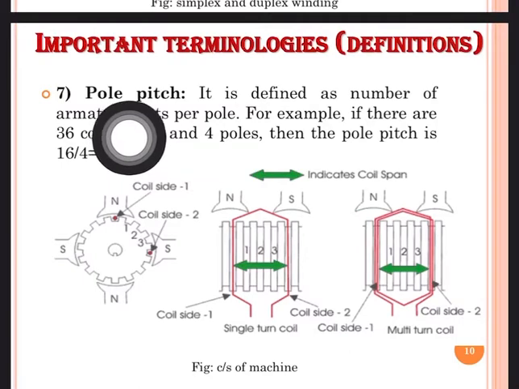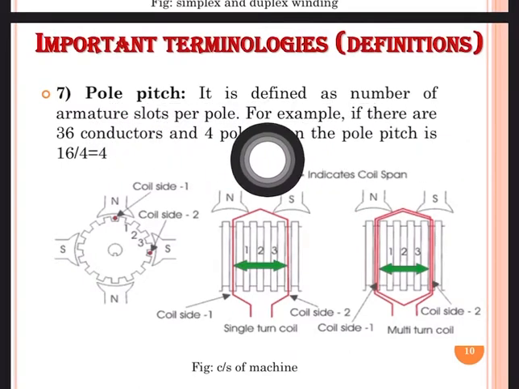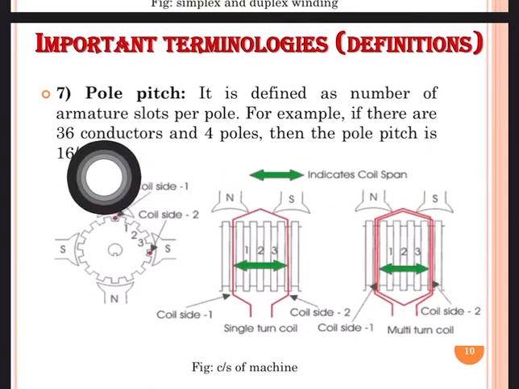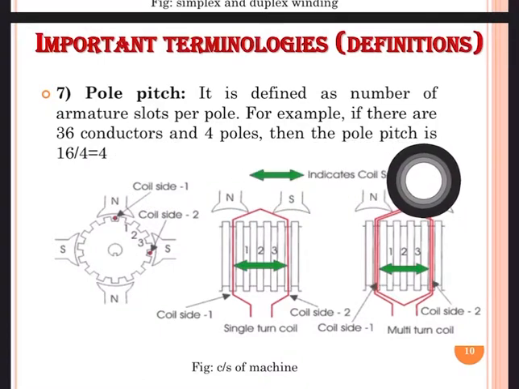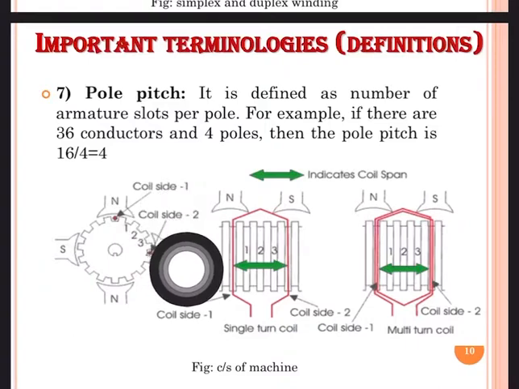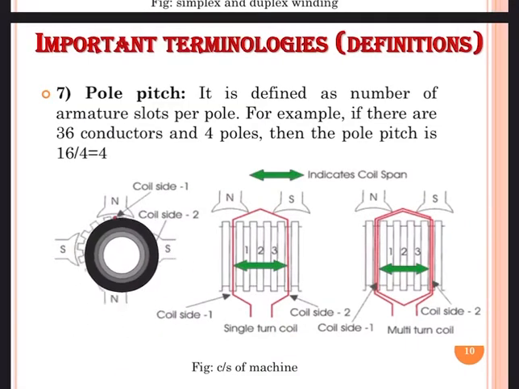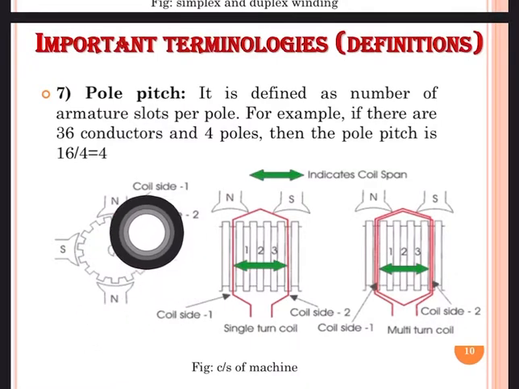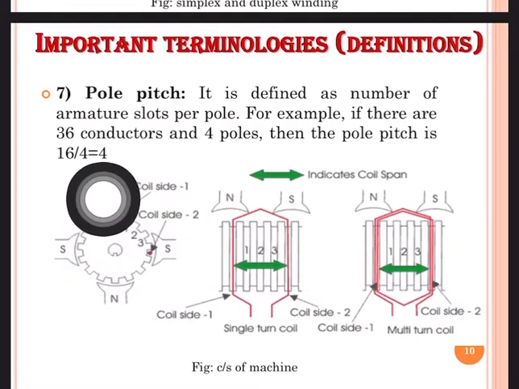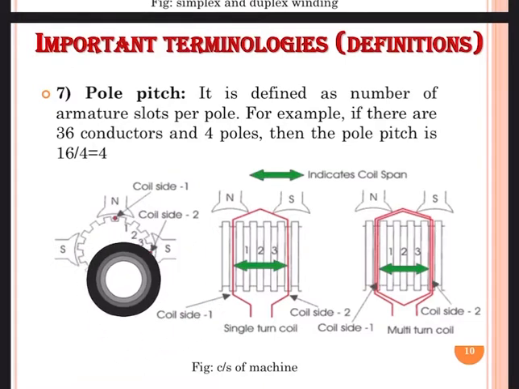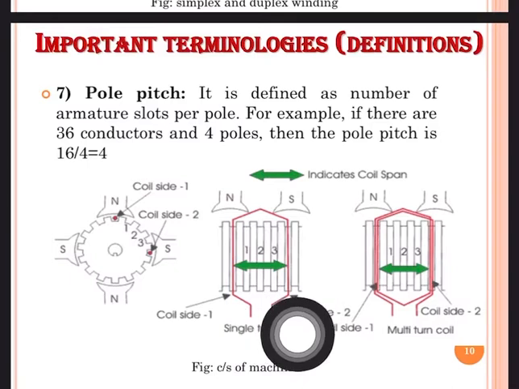Now pole pitch. It is defined as the number of armature slots per pole. For example, if there are 36 conductors and 4 poles, then the pole pitch is 36 divided by 4, equal to 9. In the figure, the total number of slots is 16. So 16 slots divided by the number of poles, 1, 2, 3 and 4, so 16 by 4 is equal to 4. So the pole pitch for this figure is 4.